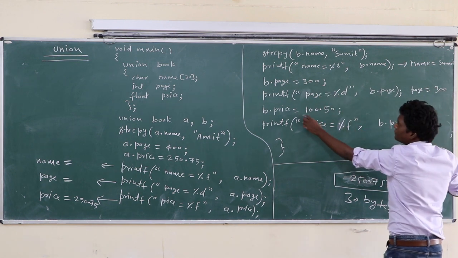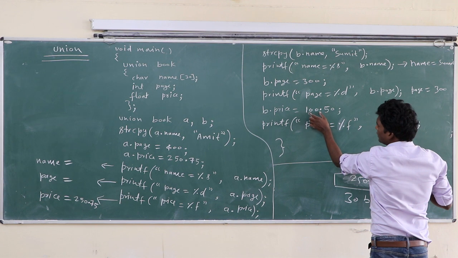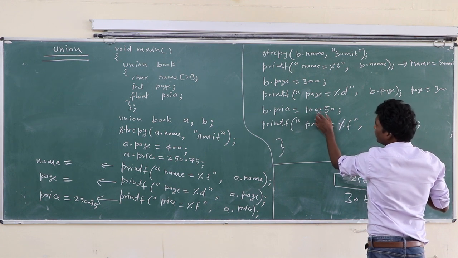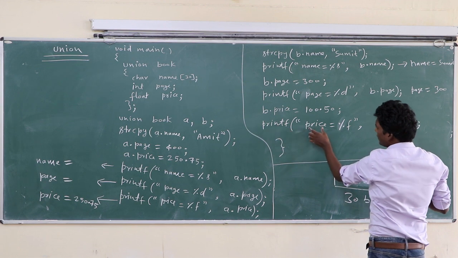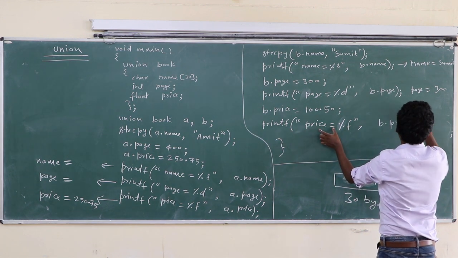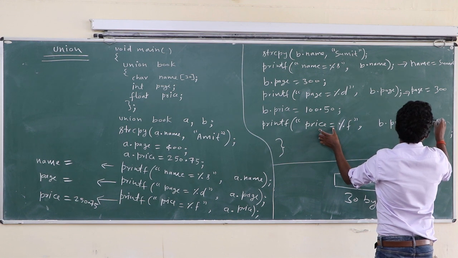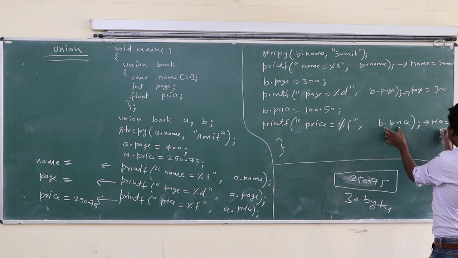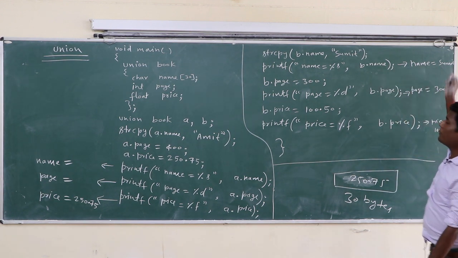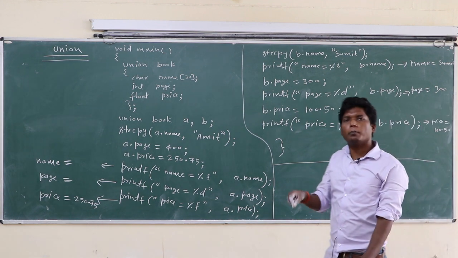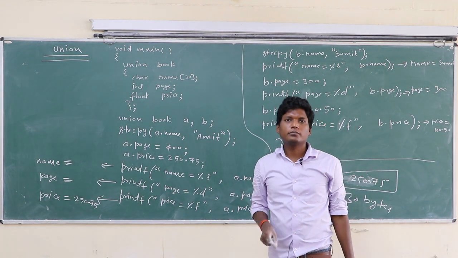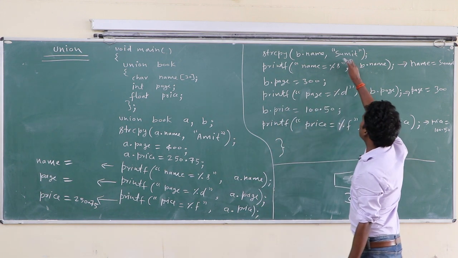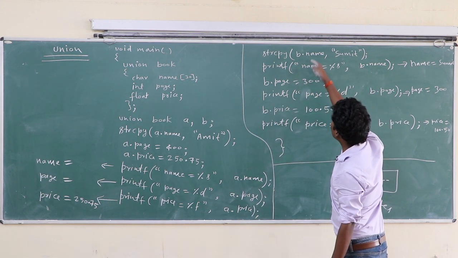Okay class, now b dot price has this value. So price is 100.50, and this value is assigned to the price. Printf price equal to, in place of %f this value is printed, that is 100.50. So class, here you can see all values are printed because we assign the value and print it at that time. Here b assigned Sumit to b dot name, and b prints Sumit at that time.